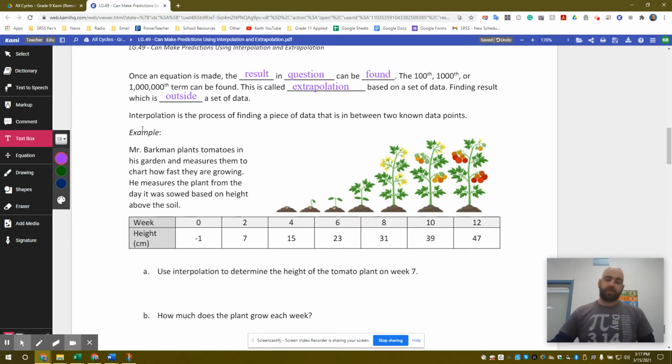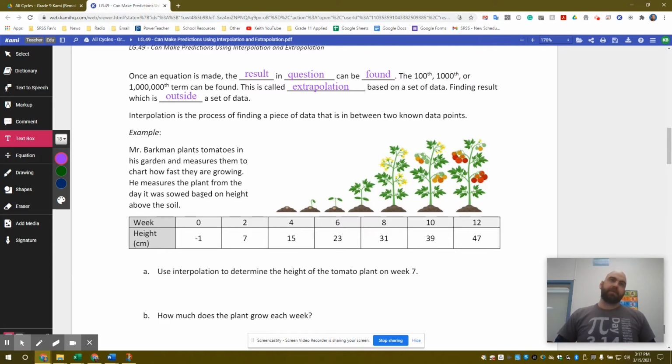Now, interpolation is a process of finding a piece of data that is in between two known data points. Sometimes our data points are really far apart. We know the 1st, and we know the 10th, and we know the 20th, and we know the 100th, or something like that. And we want to find something in between, so something a little bit smaller.